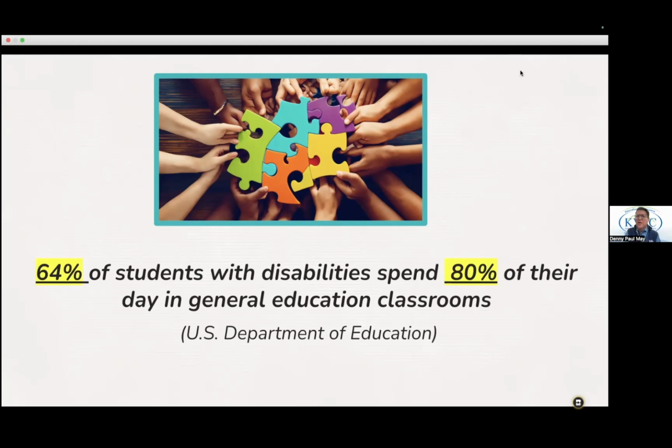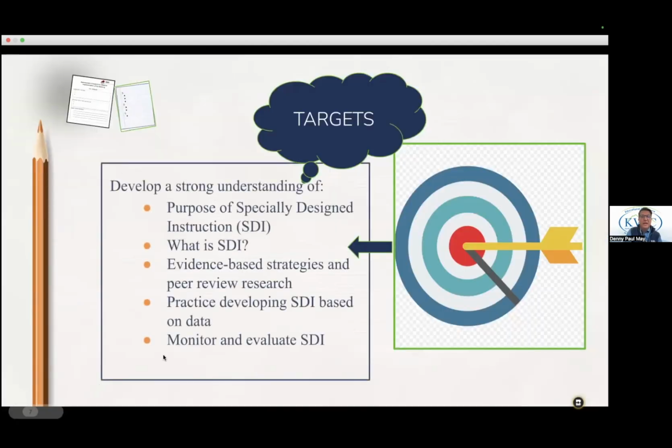So I just wanted you to think about that as a way of starting our conversation today: our students are spending a great deal of time. 64% of our students with disabilities are spending 80% of their time in the general education classroom. And so our targets for today are to look at the purpose of SDI. What is SDI? What are some strategies that go along with SDI? And then practice a little bit after looking at some scenarios, and maybe think about developing some of our own go-to strategies and what our top SDI is and that type of thing.